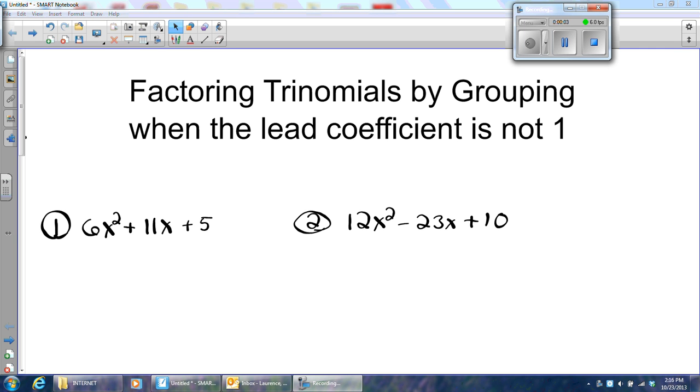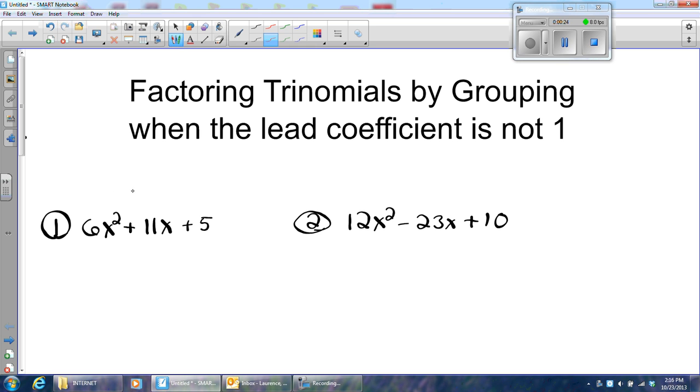Hello, algebra students. Today we are going to continue our exploration into the big F word. We're getting pretty good at it by now, and we're going to learn to factor trinomials by grouping when the lead coefficient is not 1. Yesterday we did it when it is 1. We might spend 2 days on this. If you know your multiplication facts, this is not very difficult. If you don't know your multiplication facts, anything in math from this point out is difficult.